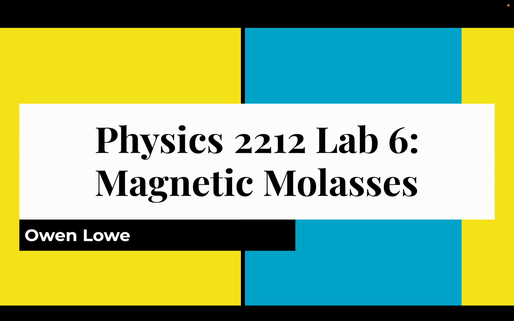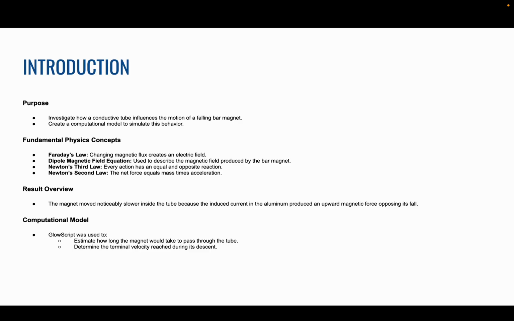This is my Lab 6, Magnetic Molasses. The purpose of this lab is to observe the effect of a conductive tube on a bar magnet when the magnet is dropped through the tube. In the model, this interaction is shown computationally.